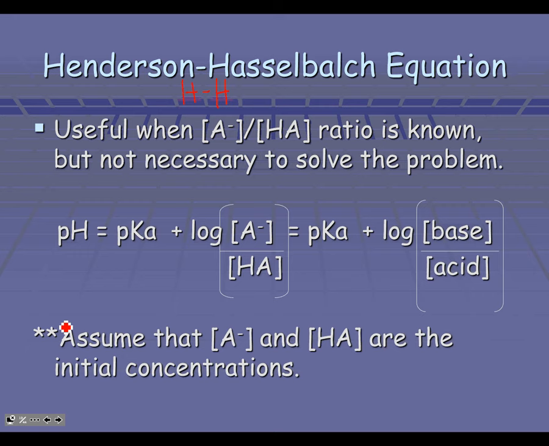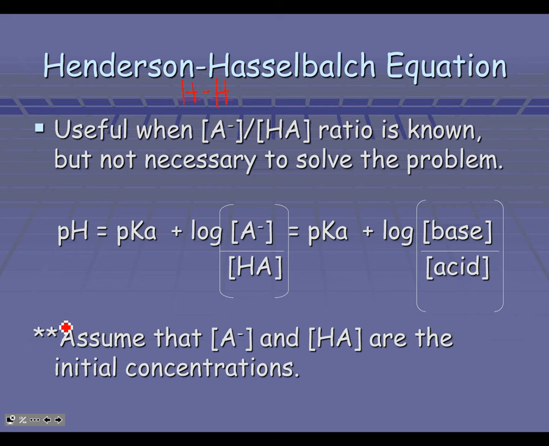Using Henderson-Hasselbalch makes ICE irrelevant. You don't have to use it anymore. You can if you want to. I like this because it's a shortcut method. It's a little bit faster. You have to have the A- and the HA. As I like to refer to it, you have to have the AHA, A- and HA.